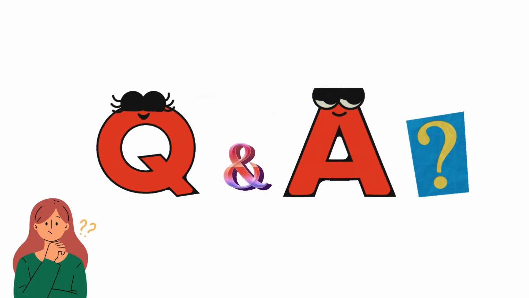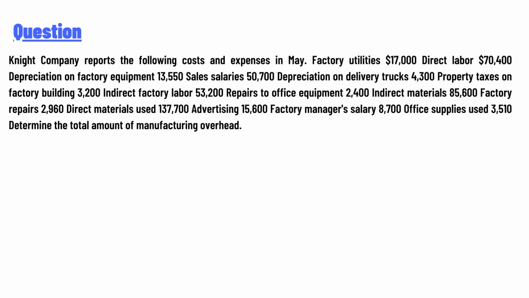So our today's question is: Can I complete reports the following costs and expenses in my factory: utilities 17,000, direct labor 70,400, depreciation on factory equipment 13,550, sales salaries 50,700, depreciation on delivery truck 4,300, property taxes on factory building 3,200, indirect factory labor 53,200, repair to office equipment 2,400, indirect material 85,600, factory repair 2,960, direct material used 1,37,700, advertising 15,600, factory manager salary 8,700, office supply used 3,510.